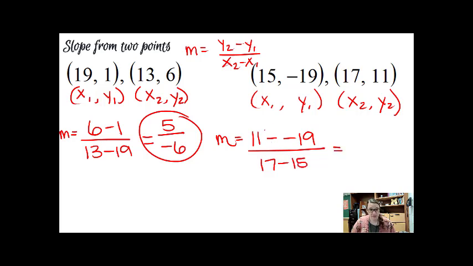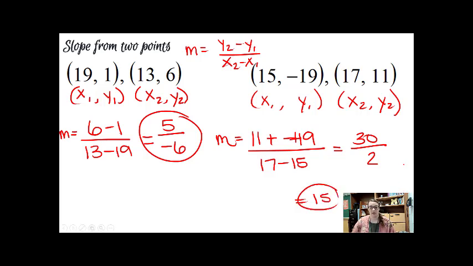On my top, I've got that double negative. Let's simplify it to say plus. So I've really got 11 plus 19. That's the 11 and 19, that's 30. On the bottom, 17 minus 15 is 2. This one I can simplify. 30 over 2 is 15. So my slope on this one's 15.